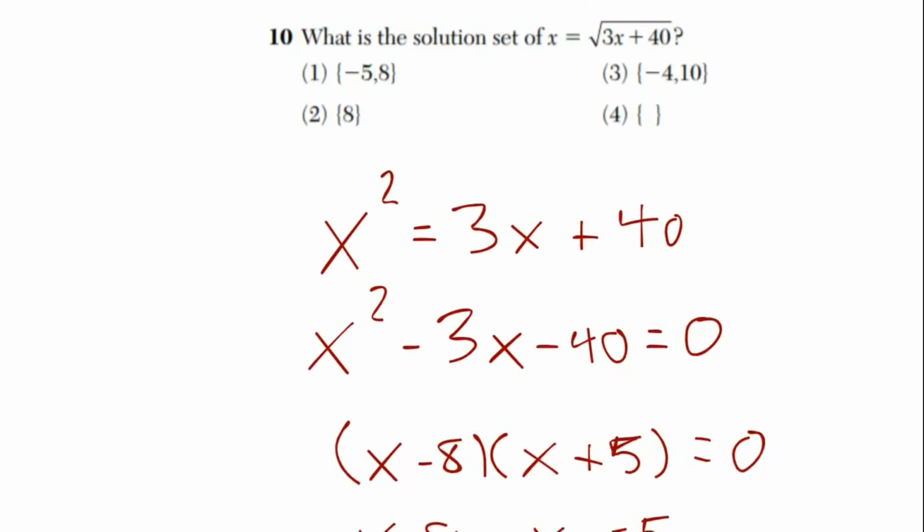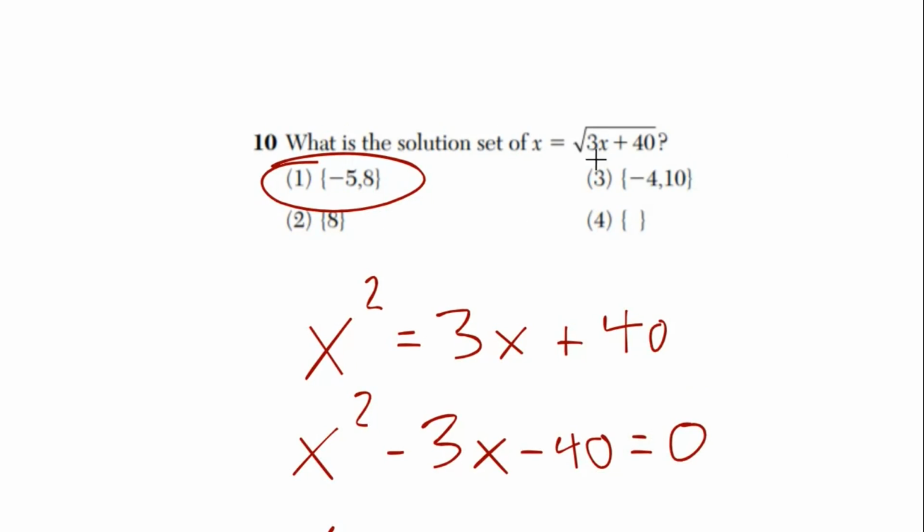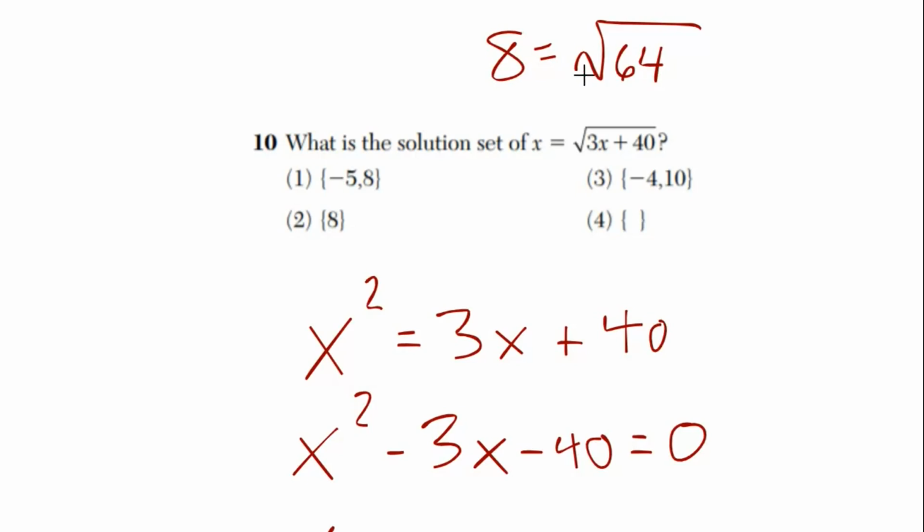Now, if you notice, positive 8 and negative 5, it's tempting to be like, okay, here we go, right there. But you've got to check your answers. You have to double check and make sure that they're right for this, because when we square both sides, we could introduce a false solution. Okay, so let's double check. If I plug in 8 into our original equation, I get the square root of 24 plus 40, and 8 is definitely equal to the square root of 64. So 8 checks out. We know that's right.